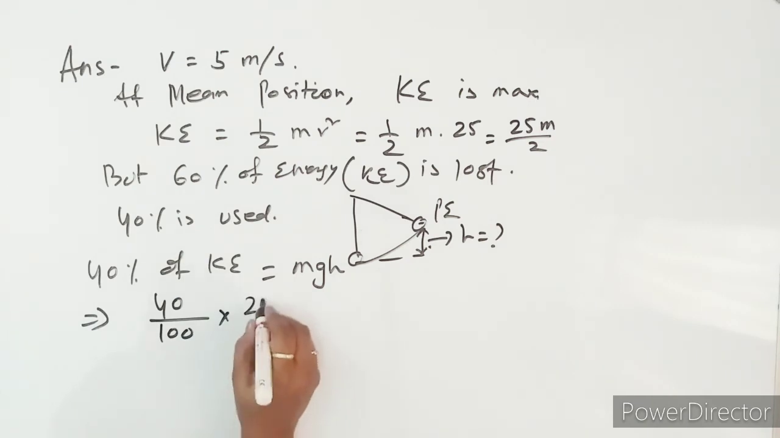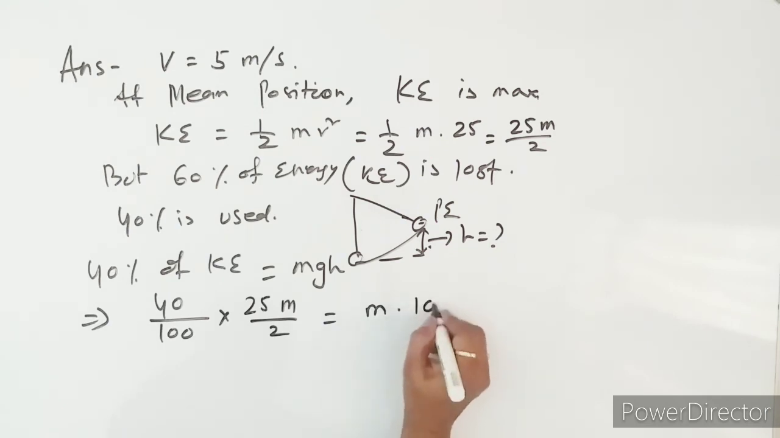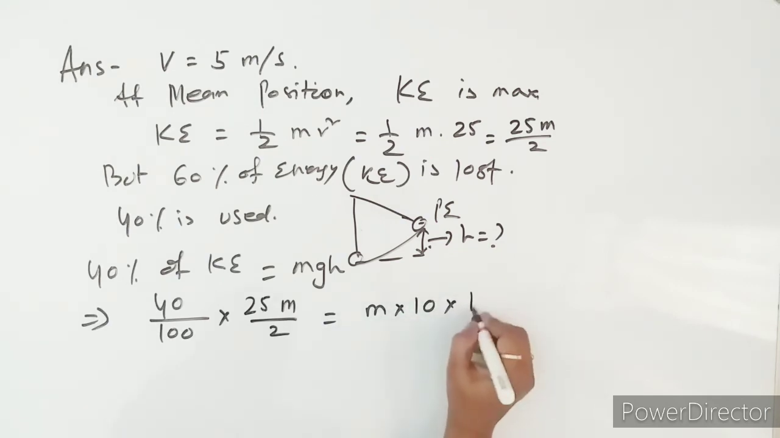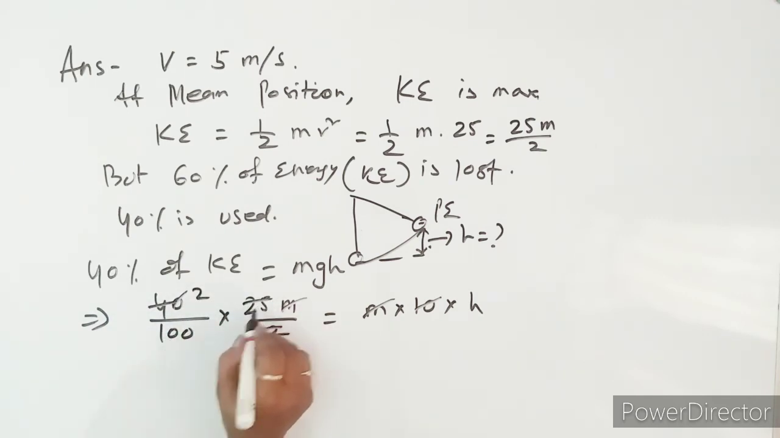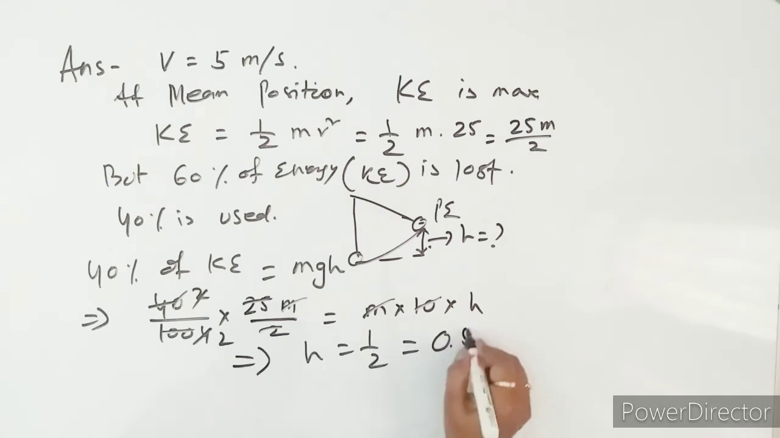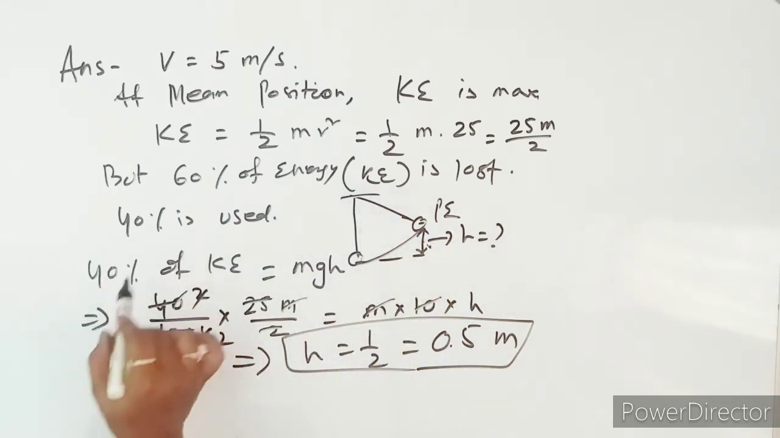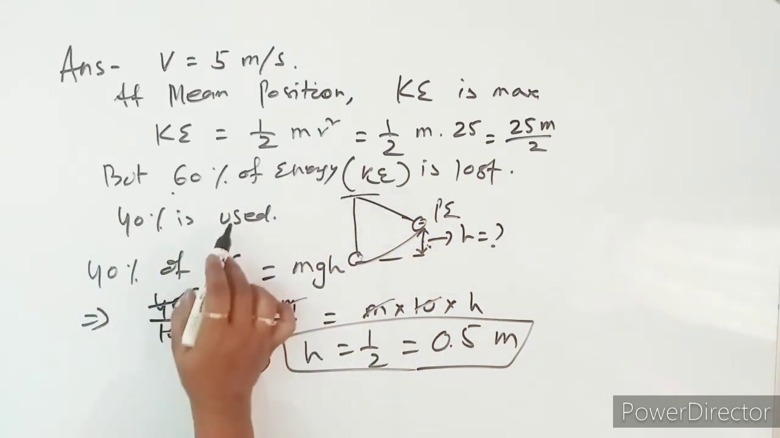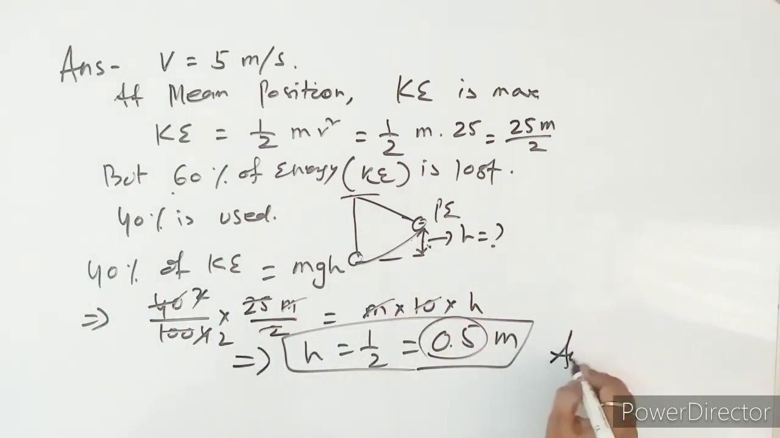What is kinetic energy? Here 25 m by 2 is equal to m into g equal to 10, and h is asked. So here m cancels. Here this one will be 4, this one will be 2. So what I am getting implies h equal to 1 by 2 equal to 0.5 meter. So after losing 60% of energy, 40% energy is remaining. With that energy it will rise to 0.5 meter. This one will be the answer.